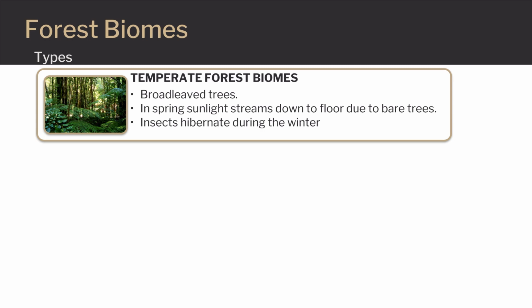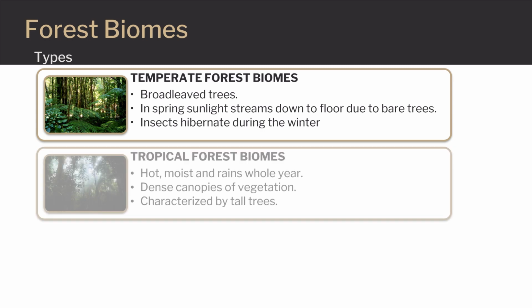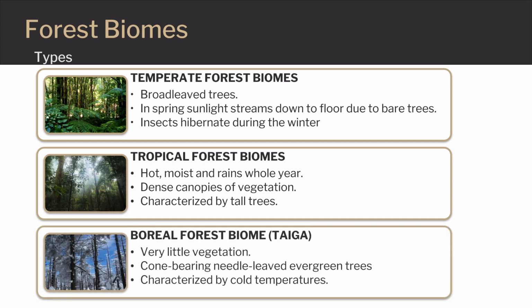Trees in temperate forests can usually take cold weather, but they don't grow well without water. In the spring, deciduous trees are bare, and sunlight streams down to the forest floor. Fallen leaves litter the forest floor, and most insects either die or hibernate during the winter. Tropical forests create dense canopies and have very tall trees. Boreal forests have very little vegetation. The trees there have needle-like leaves.